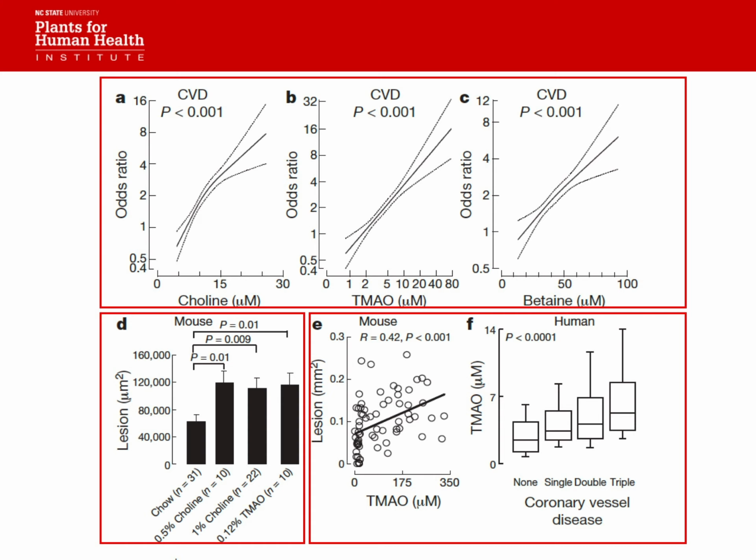I apologize. Okay? In humans, they showed basically the same thing, that the circulating concentrations of TMAO were related to the number of locations of coronary vessel disease that you had. So the higher your concentration of TMAO, the more likely you were to have multiple locations of severe vascular disease. Okay?